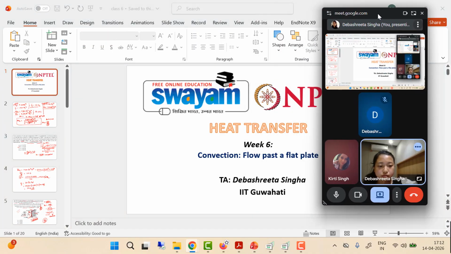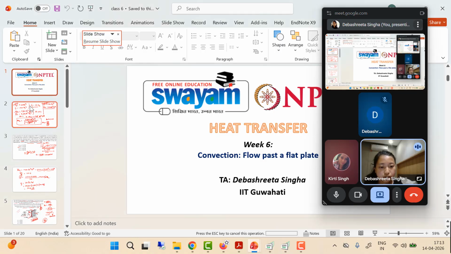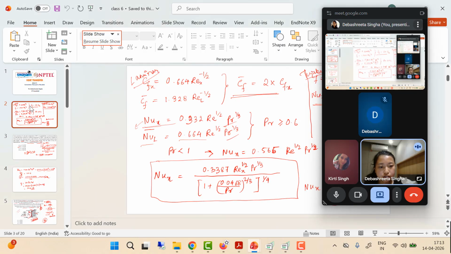There are different geometries also for convection. It may be flow past a flat plate, it may be flow past a cylinder. Those are also important conditions, at which condition you will use which. Then you have to go through these numbers, the Prandtl number, the Nusselt number. You have to know all this.